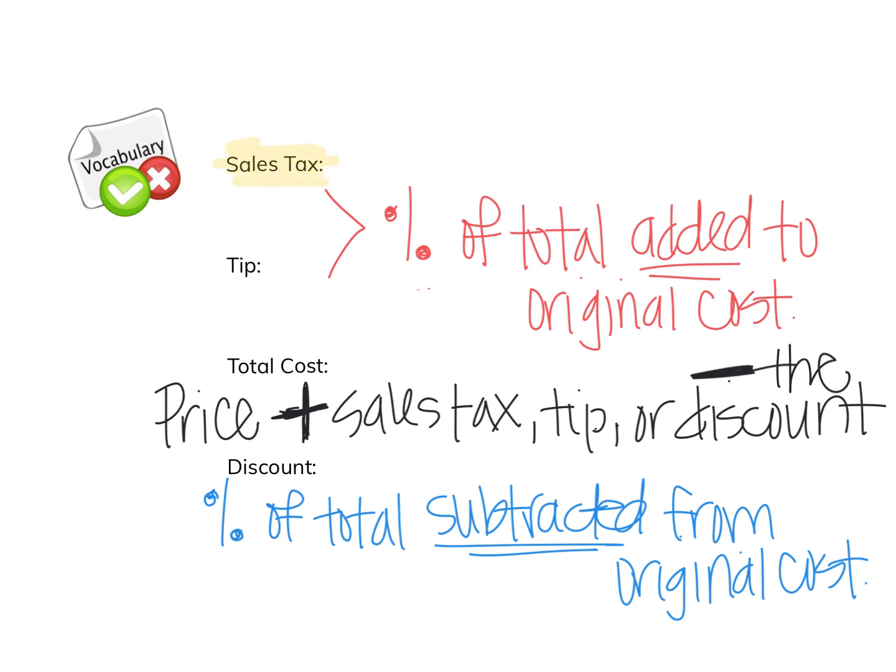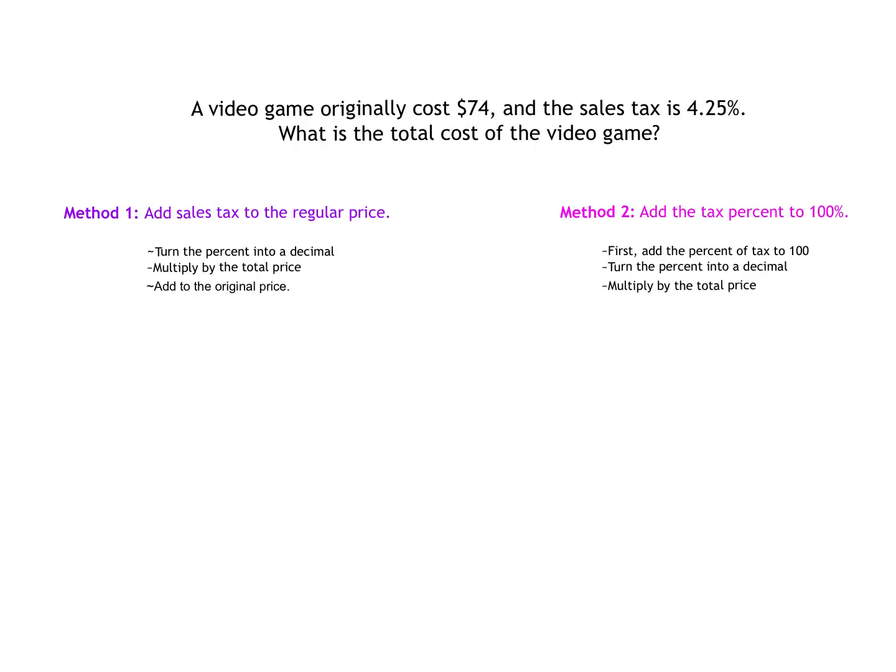So sales tax and a tip are figured out by taking the percent of a total and then adding it to that total, or to the original cost, so what we started with. The total cost then would be the price after you add the sales tax or tip or subtract the discount. And then a discount is you take the percent of the total but you subtract it from the original cost. You might want to pause the video so you can write these definitions in with these words. So first we'll talk about sales tax.